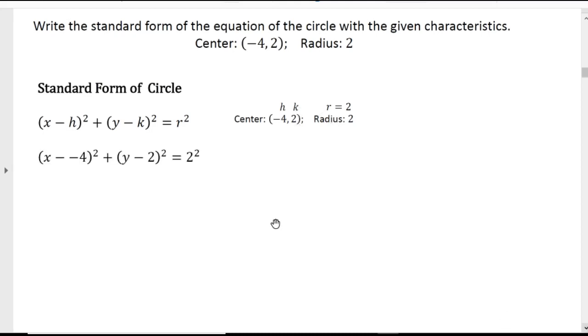We're going to substitute those values into the equation. So we end up with (x minus negative 4) squared plus (y minus 2) squared equals 2 squared. If we simplify inside the parentheses, we get (x plus 4) squared plus (y minus 2) squared equals 4. And so that would be our answer.